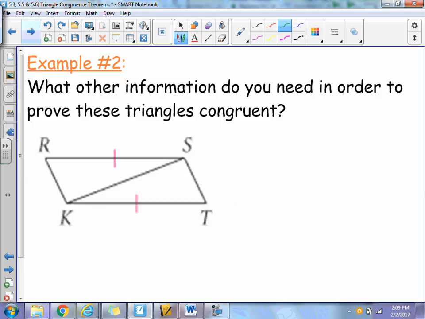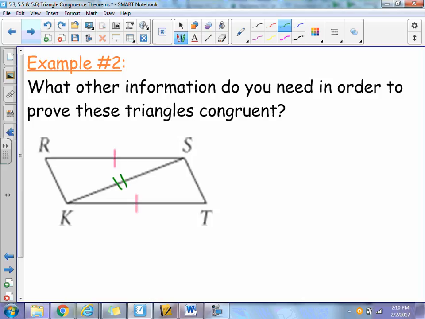Next one. What other information do you need in order to prove these triangles congruent? So currently I see a pair of sides. Is there anything else I can put in there? Those parallel lines. I don't have any marks. We put transversal. But do I have any parallel marks? No. Right, you have KS. Yes, I have a shared side. Okay, so I have a side here and a side here. All right, I need something else.